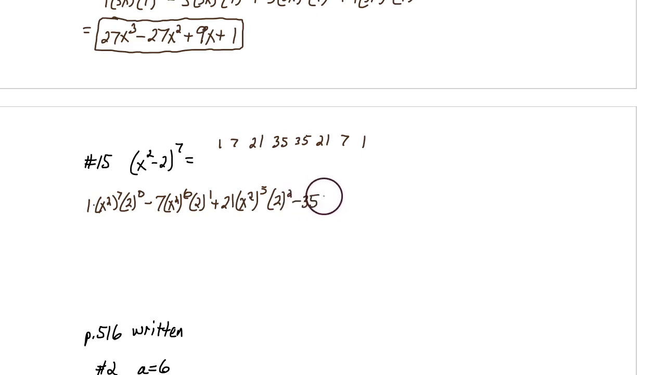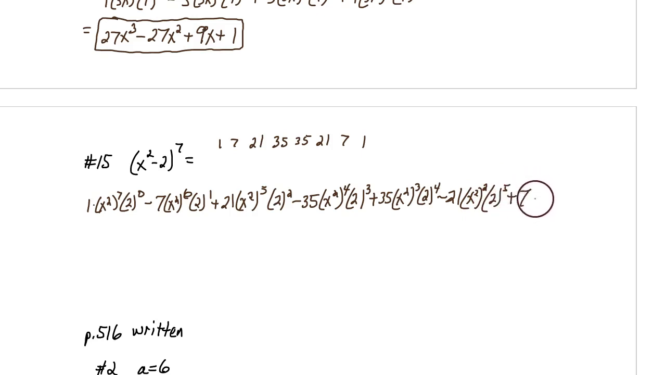Now 35. X squared to the fourth power times 2 to the third power. Now a plus sign and another 35. X squared to the third power and 2 to the fourth power. Now a minus sign and 21. X squared to the second power, 2 to the fifth power. Now a plus sign and 7. X squared to the first power, 2 to the sixth power.